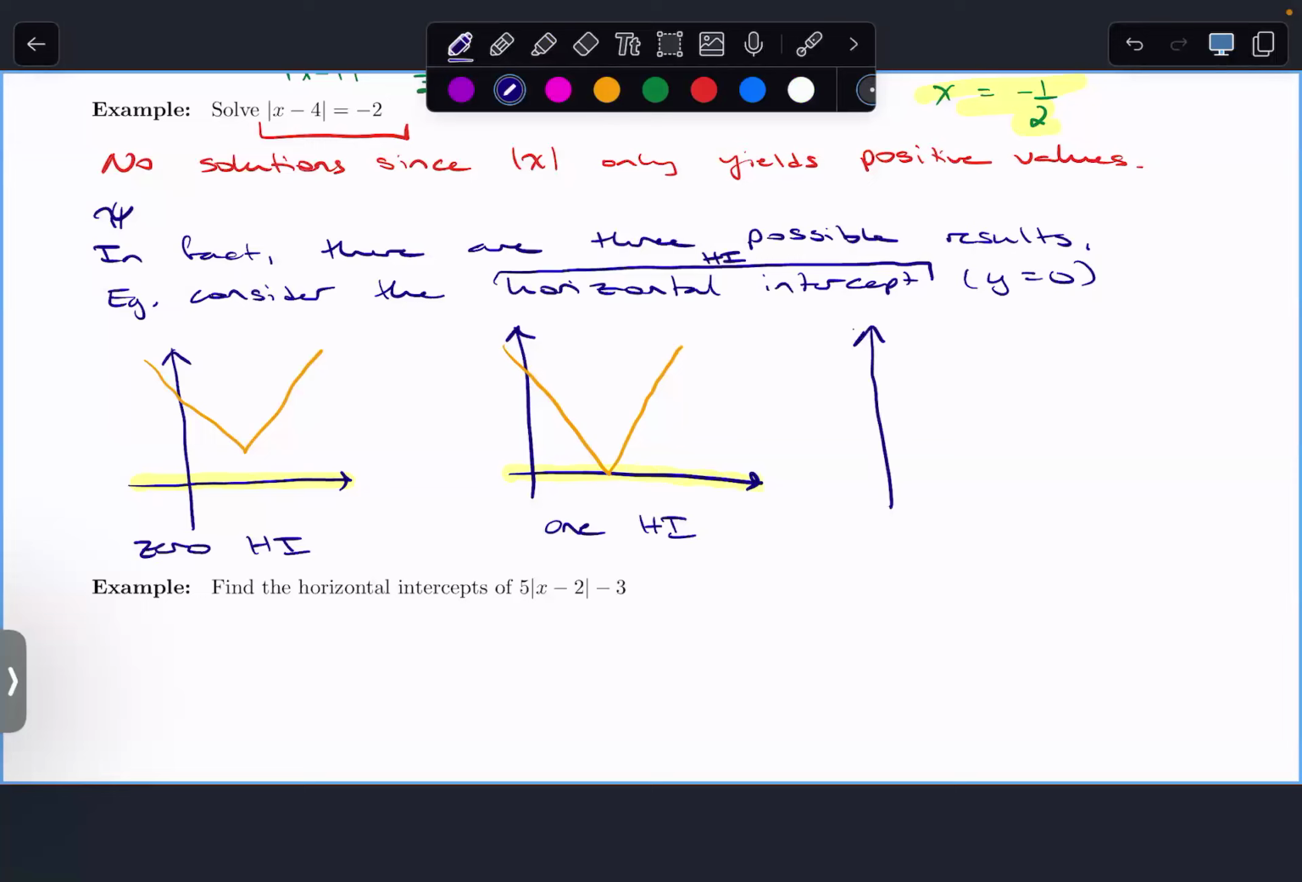Usually we have something like this. It could be facing up, it could be facing down, right? Or maybe something like this, just to show you the two typical scenarios. Either way, it's going to cross the x-axis. And so in both these scenarios, we have two horizontal intercepts.